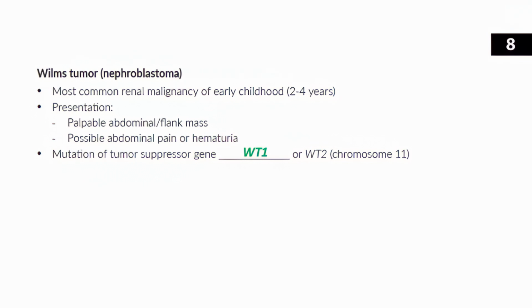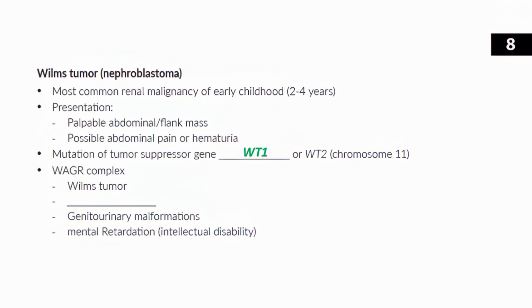There's also something called the WAGR complex that's associated with this gene mutation. WAGR stands for Wilms tumor, aniridia, which is a congenital absence of the iris. The G is for genitourinary malformations like cryptorchidism or a bicornuate uterus. And then the R is for mental retardation or intellectual disability.